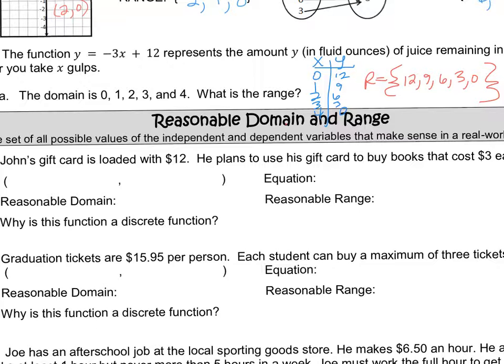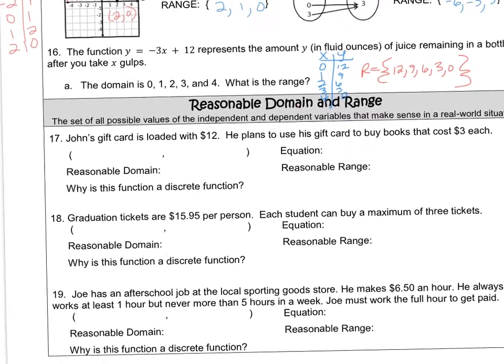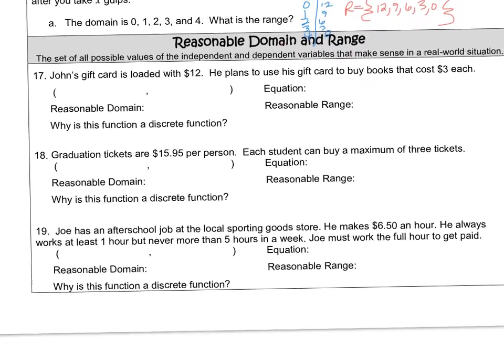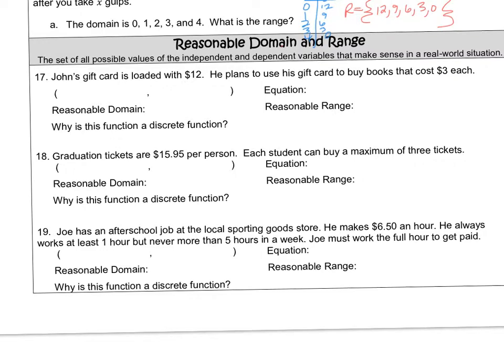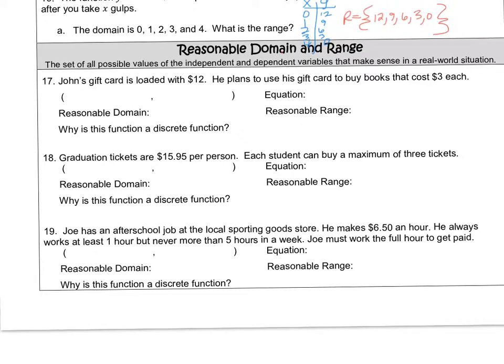Now let's look at reasonable domain and range. And what we mean by reasonable domain and range is that your answers actually have to make sense in a real-world situation. So, for example, on number 17, we're talking about John's gift card is loaded with money. And then he buys books that are $3 each. So every time he buys a book, his gift card is going down. That's a gift card. When it hits 0, is he going to be able to buy any more books? No, it's a gift card. It's not credit. It's a gift card.